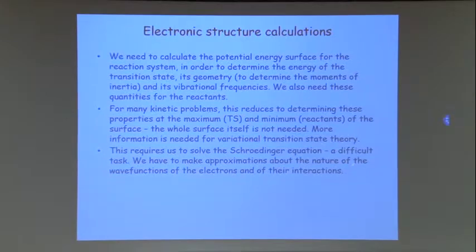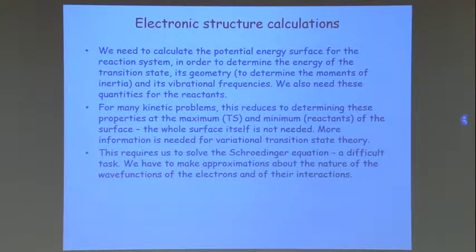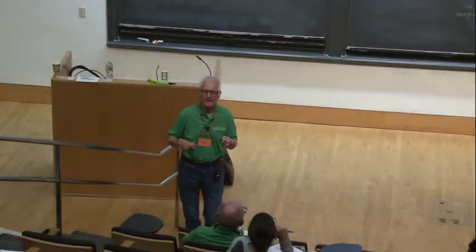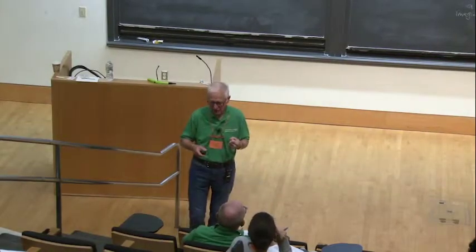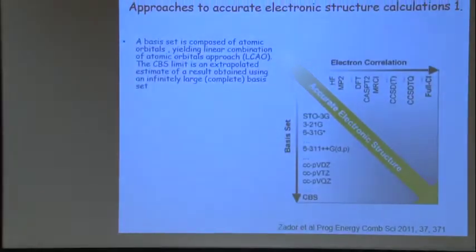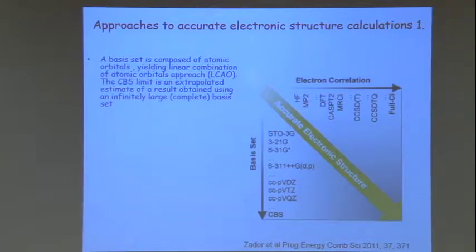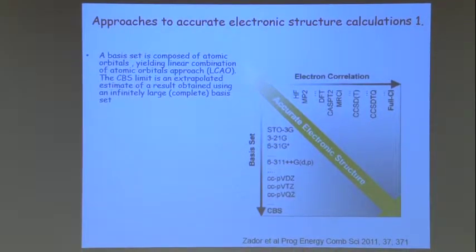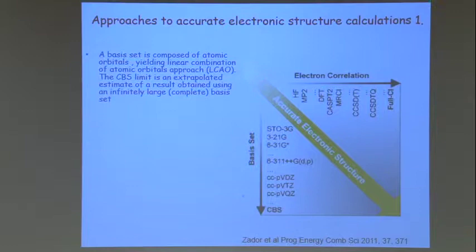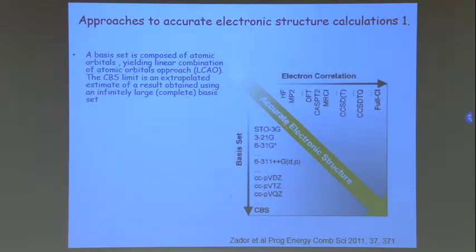So this requires us to solve the Schrödinger equation, and this is a difficult task, and we have to make approximations. And some approximations are better than others. Increasingly, the approximations are really very good ones, and very accurate calculations can result. Okay, so this is a diagram that comes from a paper written by Judith Zador, and it tells you what we're doing is we're moving into more accurate electronic structure calculations as we go down here. And let's see what's going on.